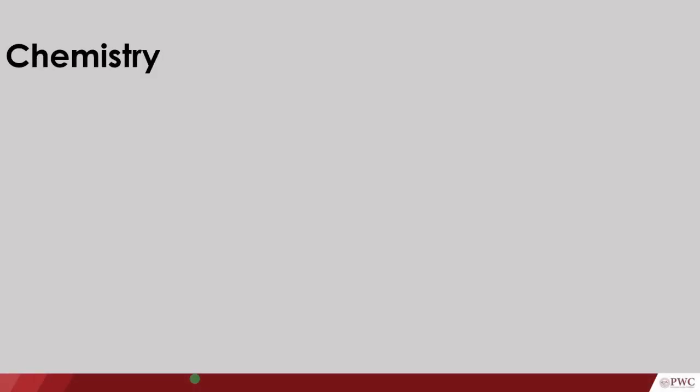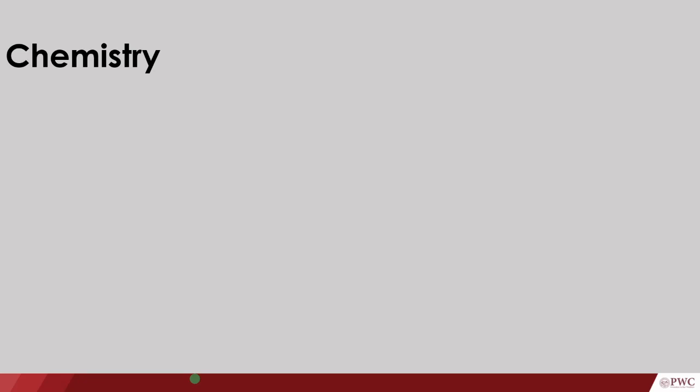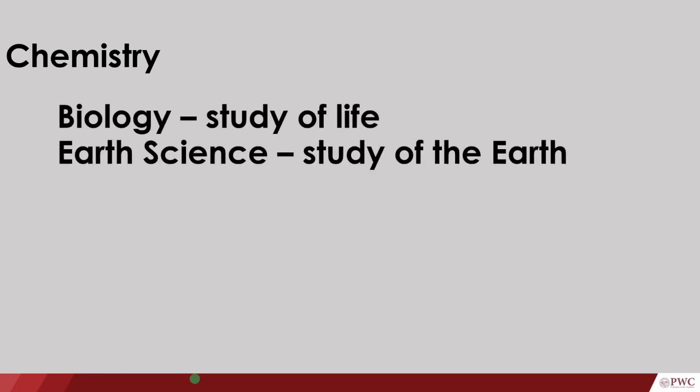In this first part of the video, we will begin by defining what chemistry is. Of course, chemistry is one of the fields in science. Other fields in science are biology and earth science. Biology is the study of life, earth science is the study of the earth. So their definitions are simple and direct. From these definitions, it's already very obvious what these subjects will be all about.